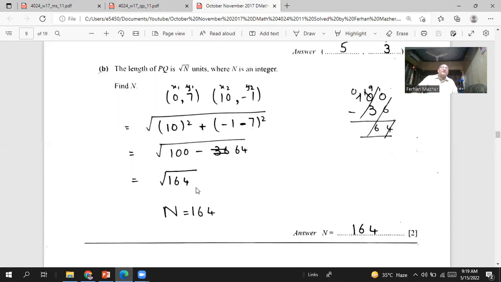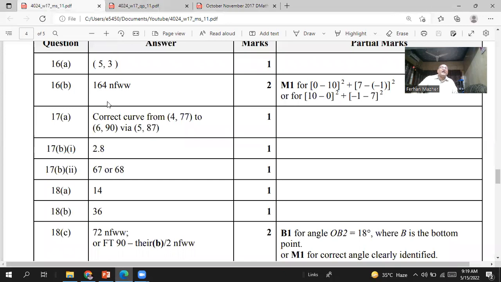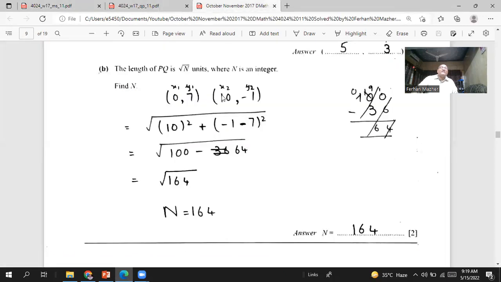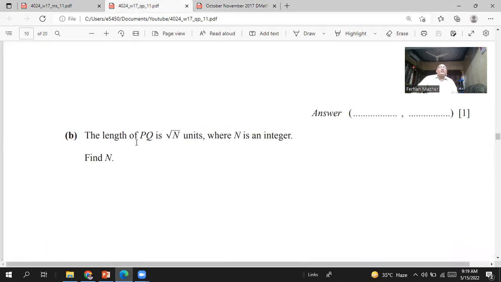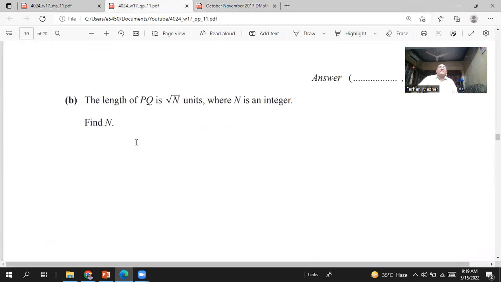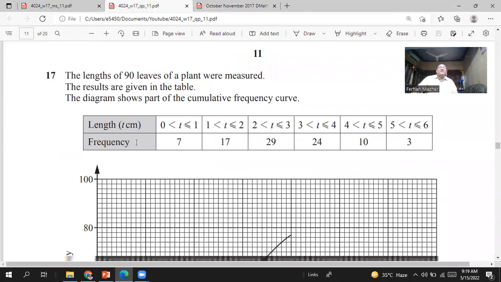Here by mistake we have written minus, it is basically plus. 100 plus 64 will be 164. So they said that the length will be square root of n, so it is square root of 164. So the n value is 164. I hope you understand. And I told you the mistake here. This is not negative, this is a plus sign. Okay, so we are done with this. That was a 2 marks question. Now we are going to the next question.